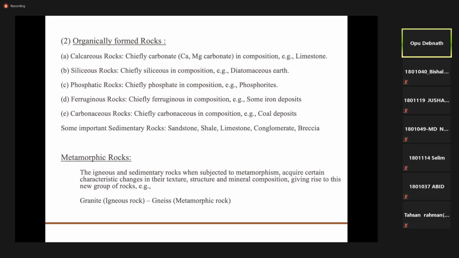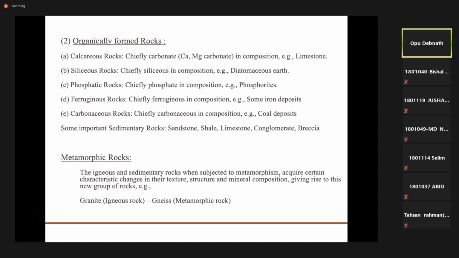And the last type of rock is the metamorphic rock. This metamorphic rock is actually the transformed version of sedimentary rock or igneous rock, depending on the situation. As we discussed in the rock cycle, this is a continuous process. Metamorphic rock can also go back to igneous and sedimentary rocks. When igneous and sedimentary rocks are subjected to metamorphism, the term metamorphism appears.